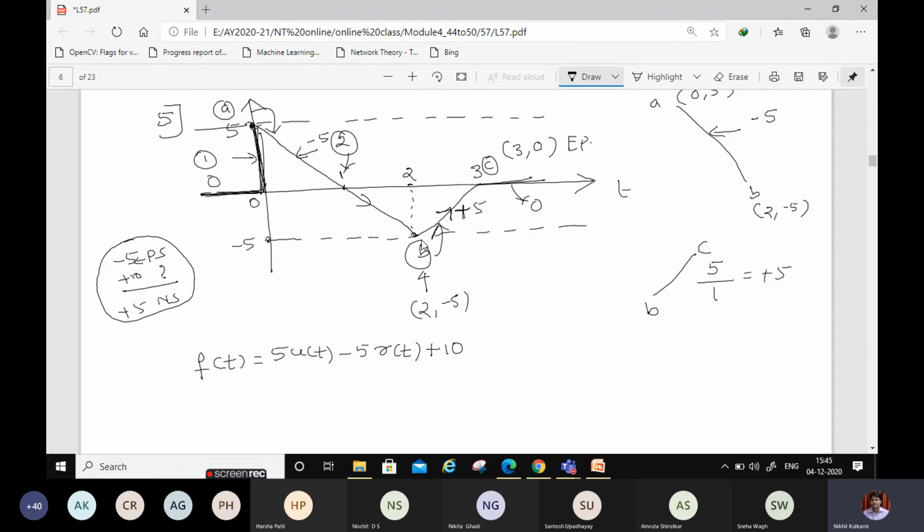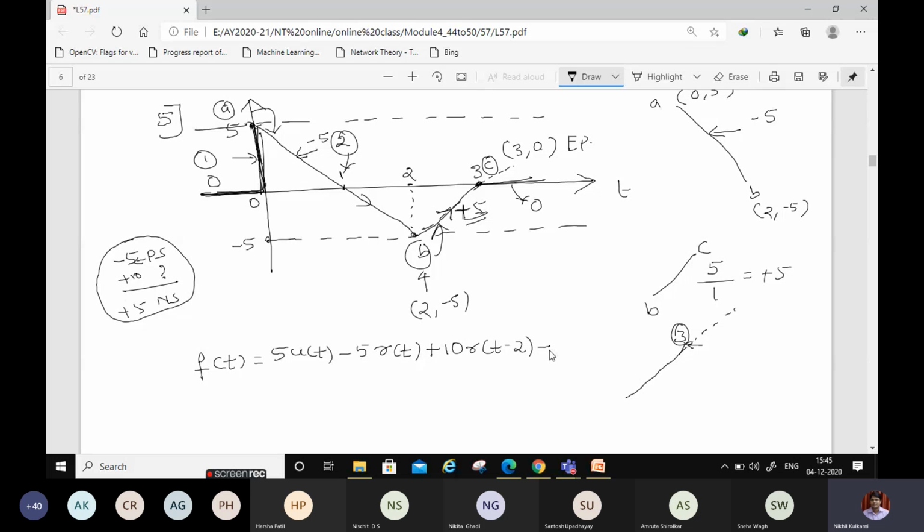Actually the signal is arriving, so it is from 2, the starting point. So r of t minus 2, right? Now the previous slope is 5, you have to make it 0 at which point? At 3. It is a ramp signal only. You have to stop it.